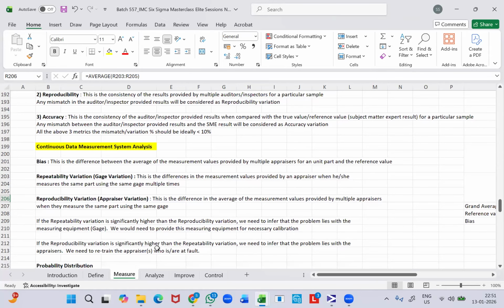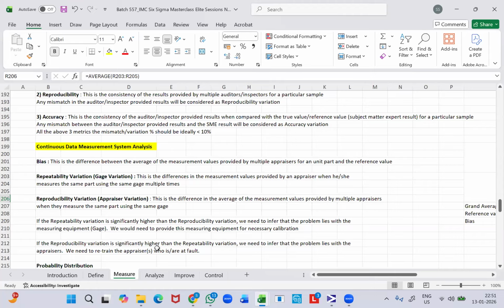On the other hand, if the reproducibility variation is going to be significantly higher than the repeatability variation, then what we need to infer? We need to infer that the problem lies with the appraisers. So probably a couple of appraisers involved in the exercise do not know how to handle the measuring equipment. So due to which they have actually contributed to this reproducibility variation.